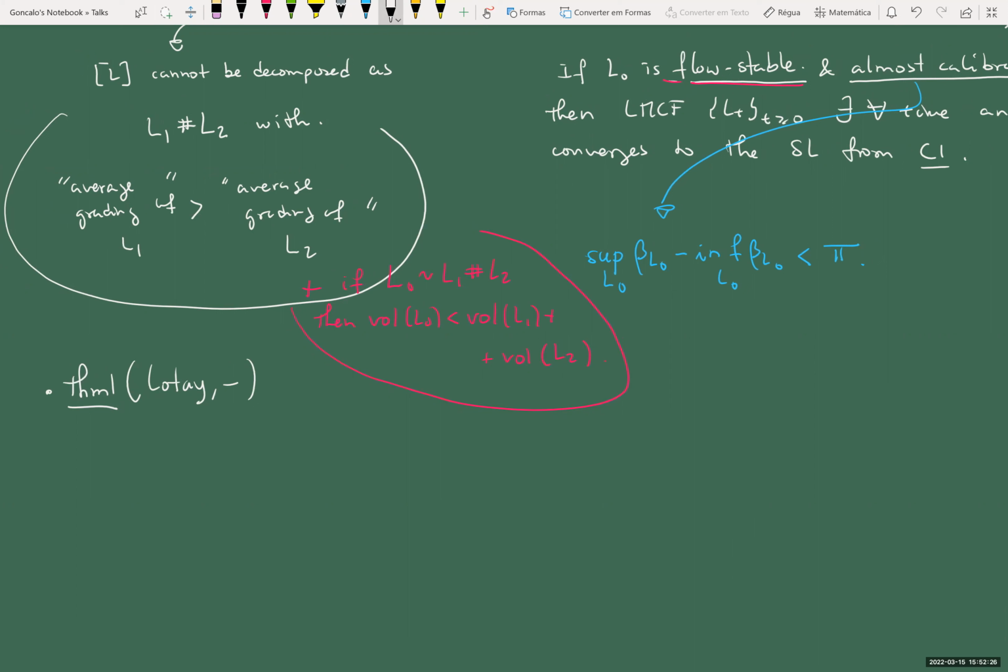And they are independent in a way, right? So flow stable, yes. I could construct examples of L0 which are stable, but they are not flow stable. It's easy to construct those examples. And almost calibrated, yes. They are also independent. I can construct examples of things that are almost calibrated and stable, but are not flow stable. It's relatively easy to do, in fact.